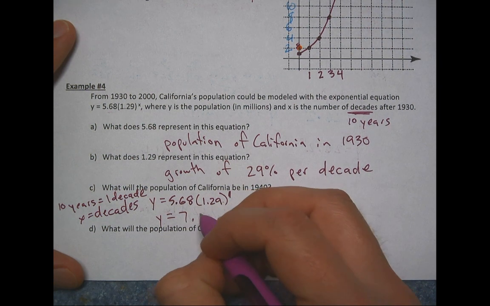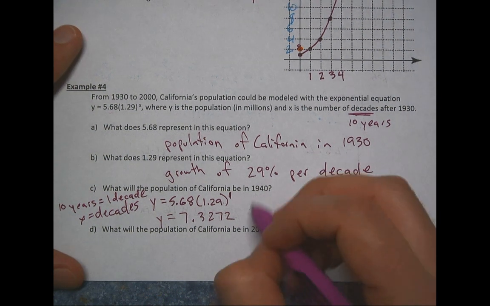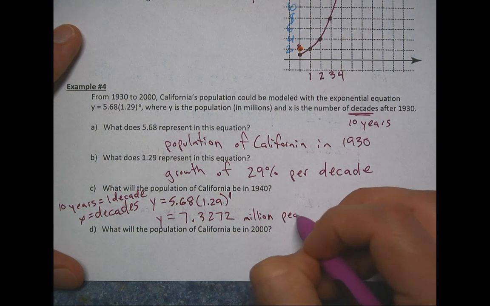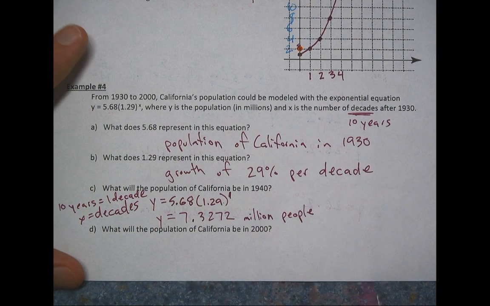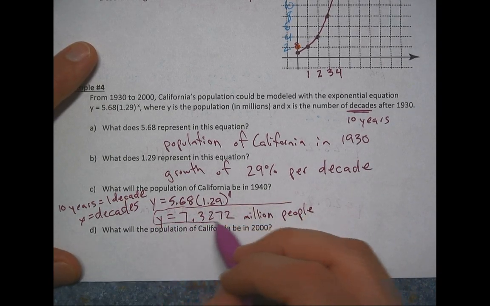Multiplying, we're going to get 7.3272. Now, don't say people. It's not 7.3 people. It's million people, because they told you Y is the population in millions. So 7.3 million people.